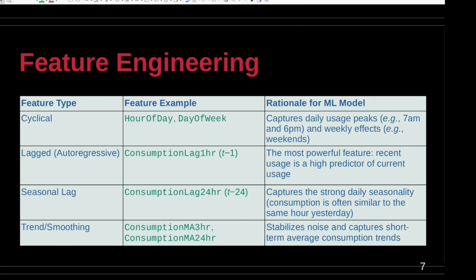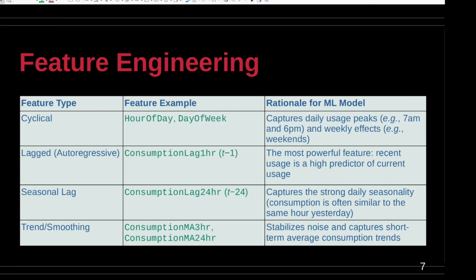Encoding time: features like hour of day and day of week are essential for capturing high-frequency cyclical patterns, the 24-hour cycle of domestic use and the shift in behavior on weekends.